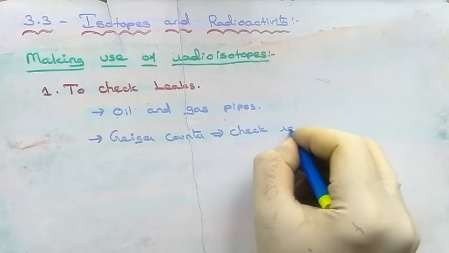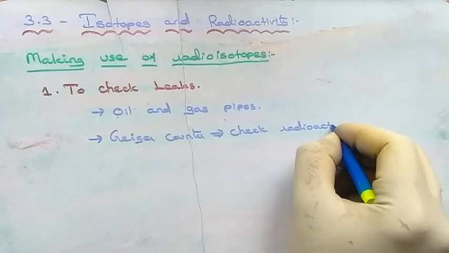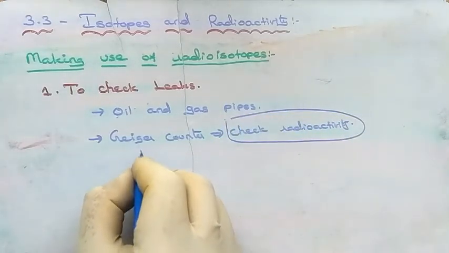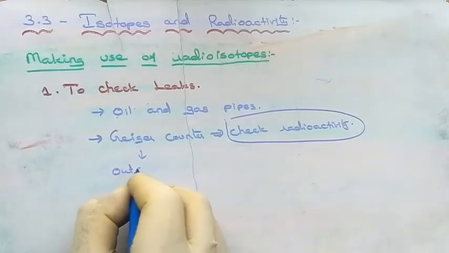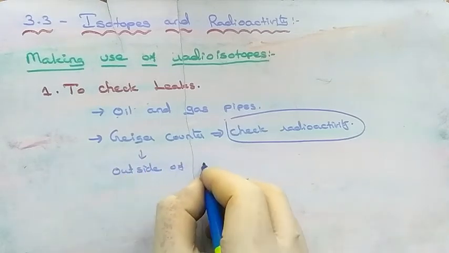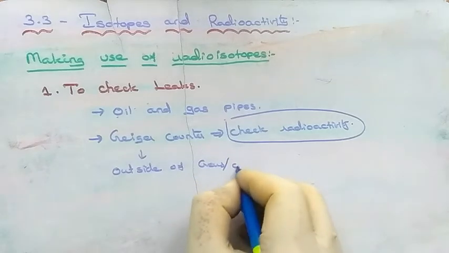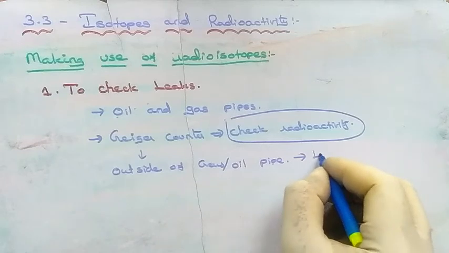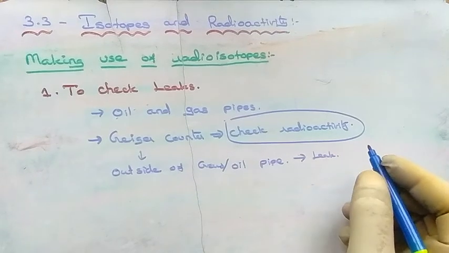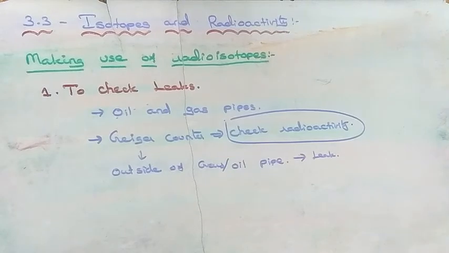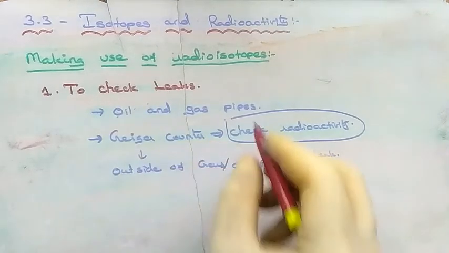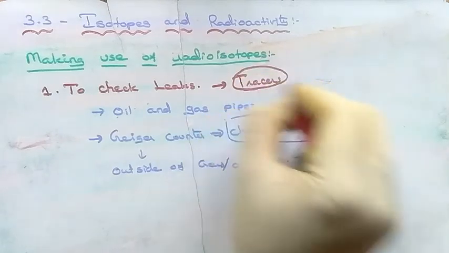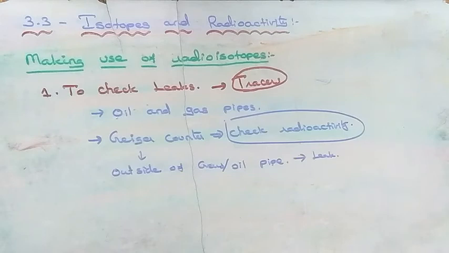What they will do is send the radioactive isotopes inside the pipelines. They will check the radioactivity outside of the pipelines. If the Geiger counter shows a result, then what does it mean? There is a leak in the gas or oil lines. So this is how they use radioactive isotopes to find out leaks in pipelines. These radioactive isotopes are called tracers.